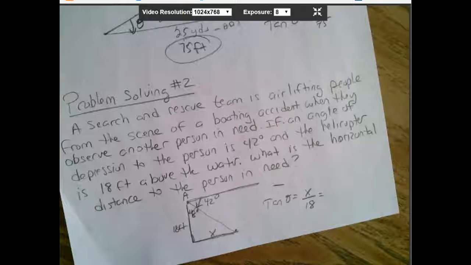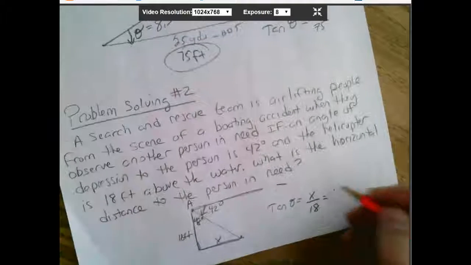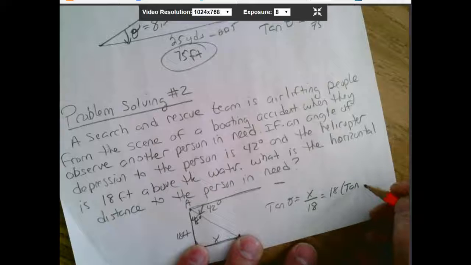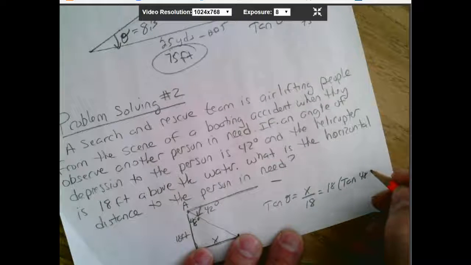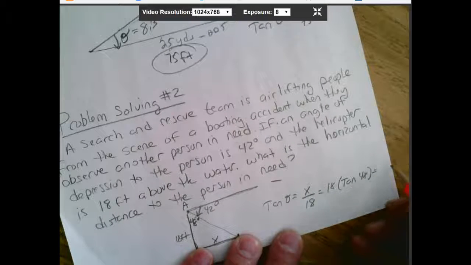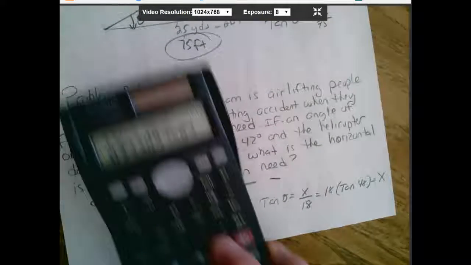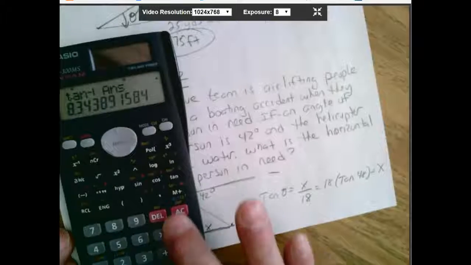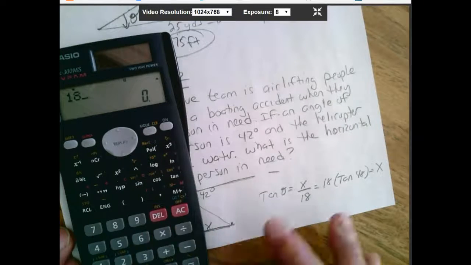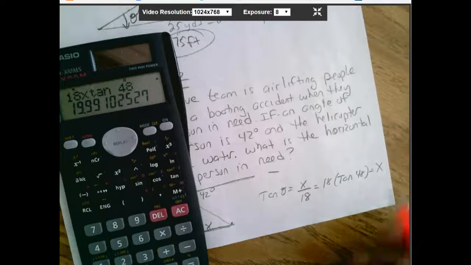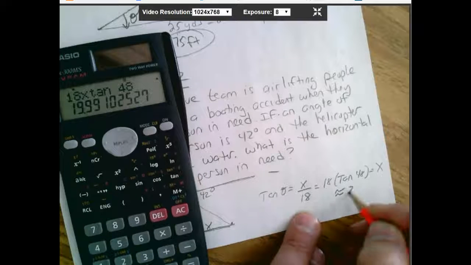So then we can do the math, and that's just going to be 18, let me write it in here, 18 times the tan of 48 degrees, and that will give us x, the horizontal distance. So let's just do the math here. I'll show you how it's two possible ways. That's the cool thing about math. So we have 18 times the tan 48 degrees. That gives us 19.9. It's about 20 feet.